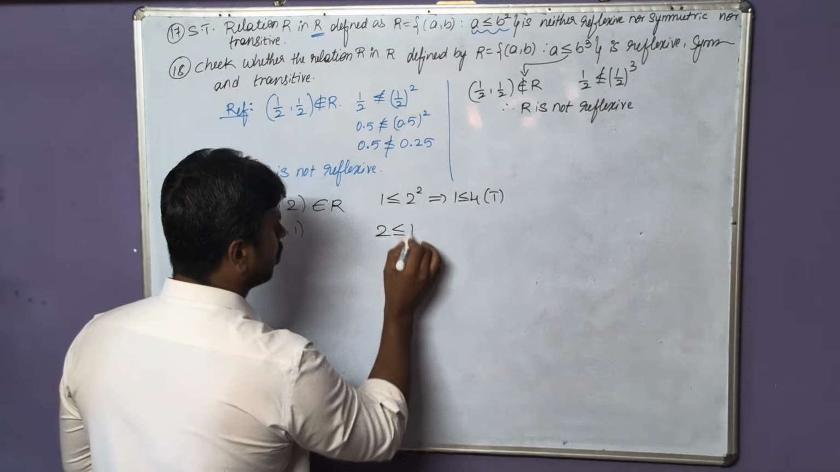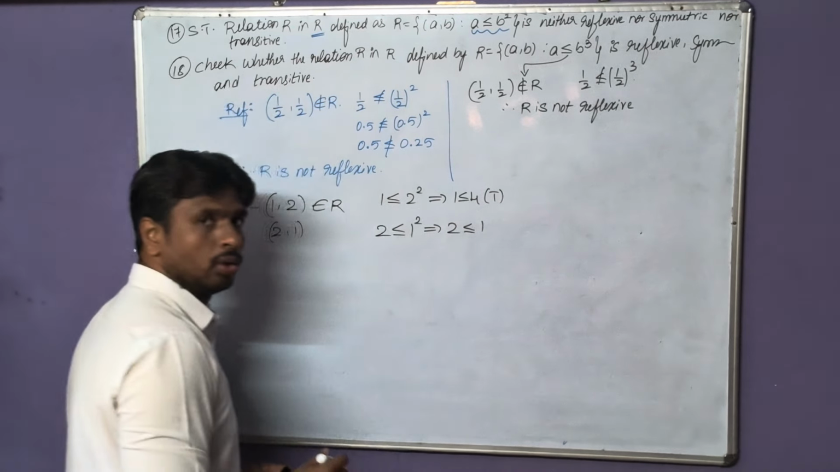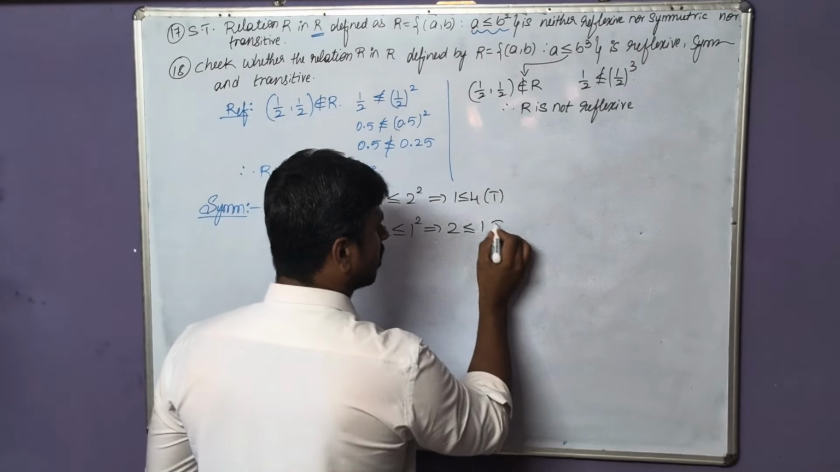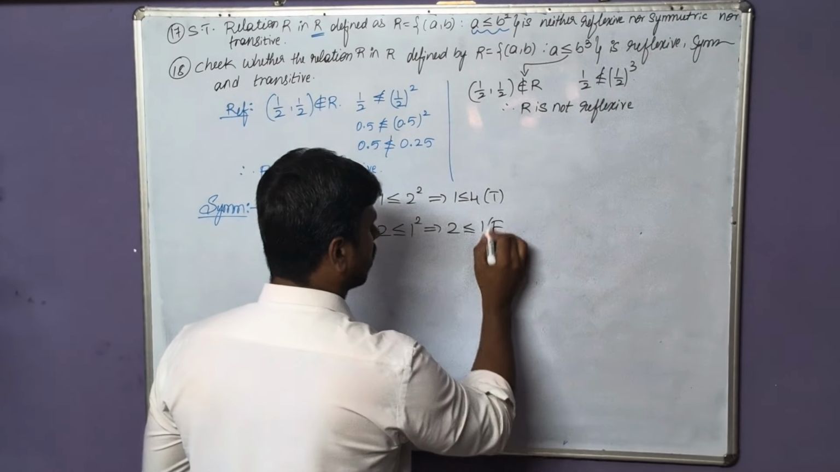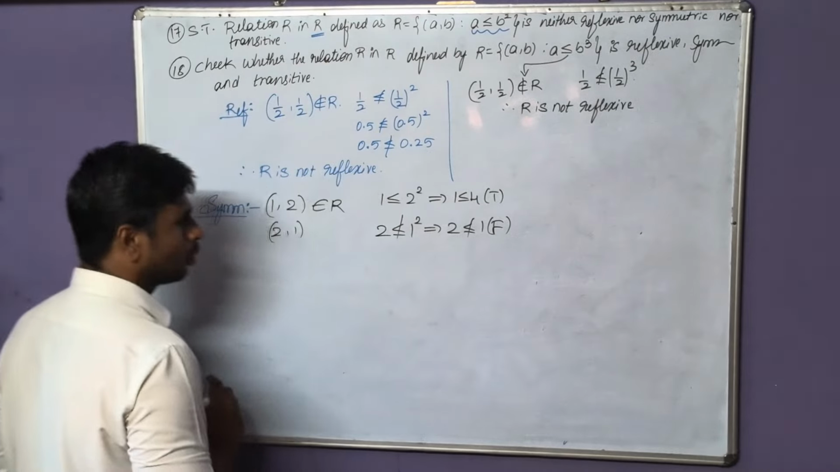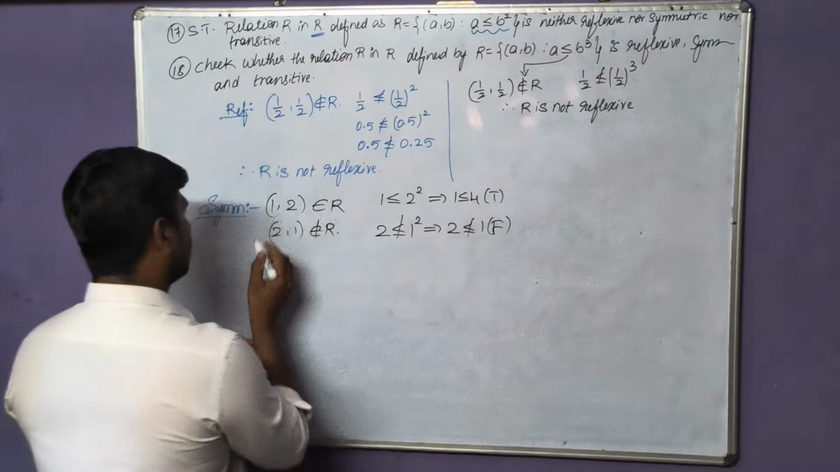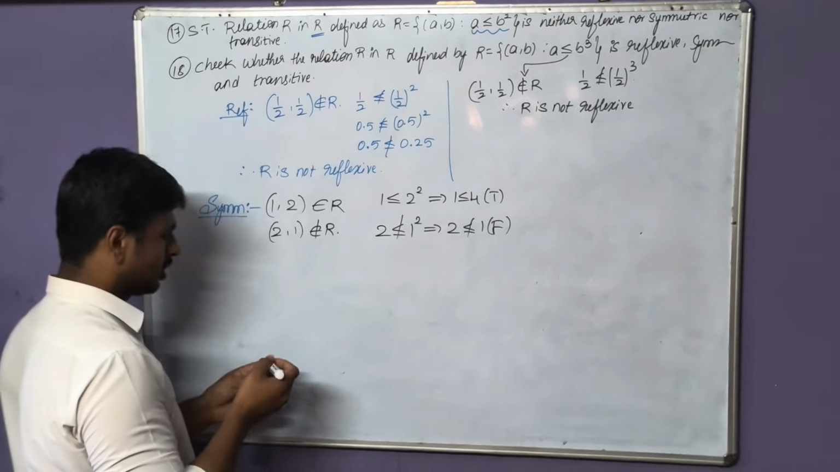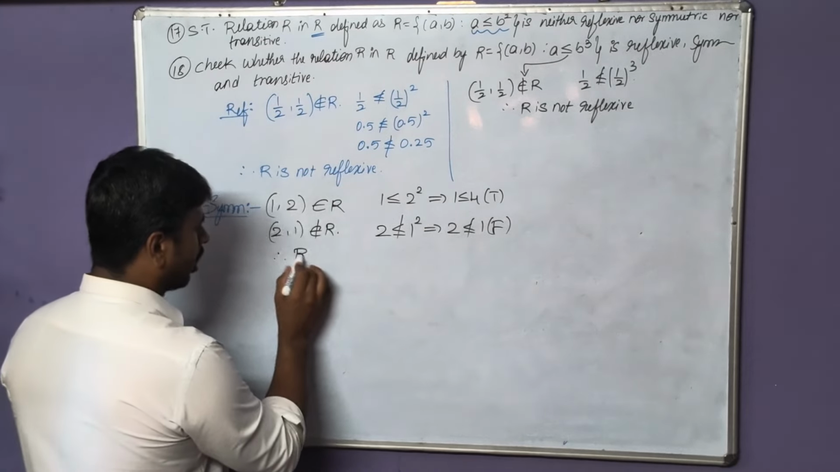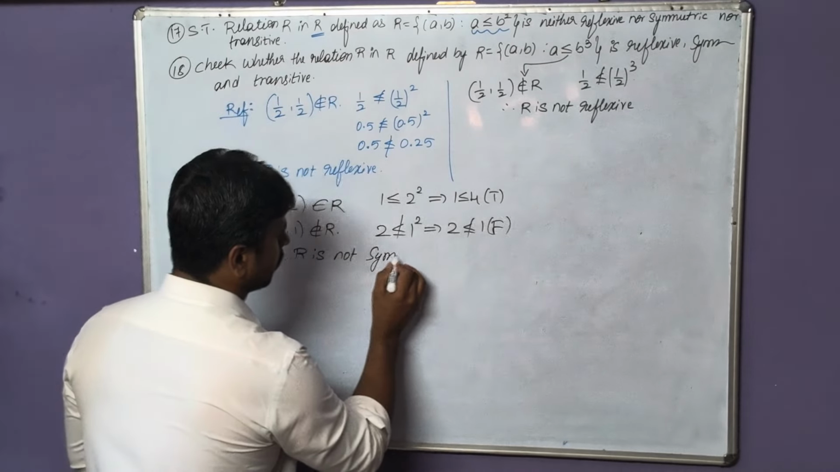2 is less than or equal to 1 squared, which implies that 2 is less than or equal to 1. Is it true? 2 is not less than or equal to 1. This is false. So we can say that (2, 1) does not belong to R. Very simple. (1, 2) belongs to R and (2, 1) does not belong to R. Therefore, R is not symmetric.